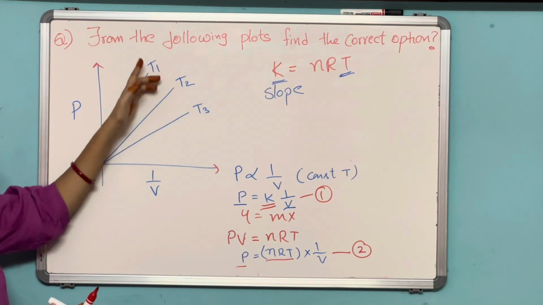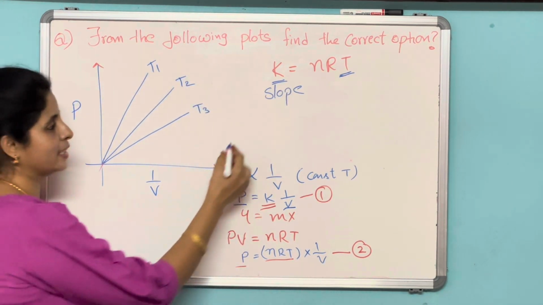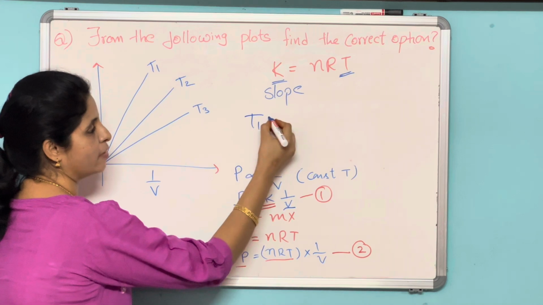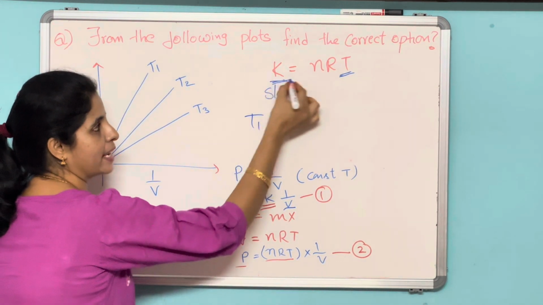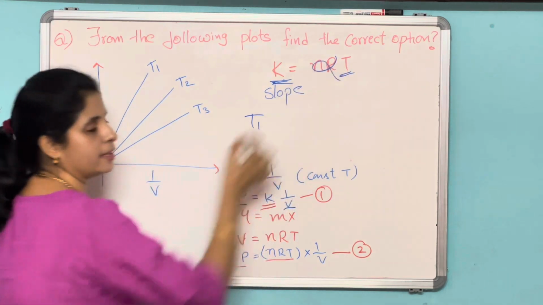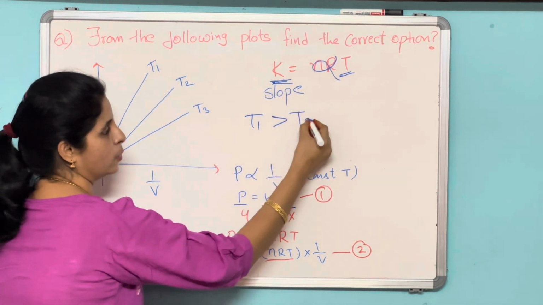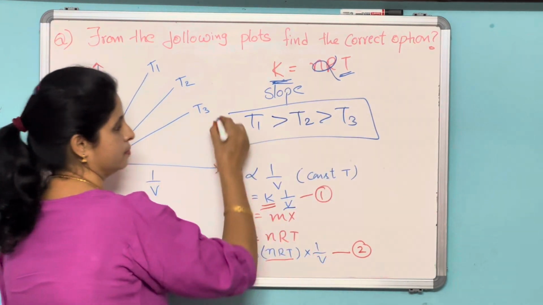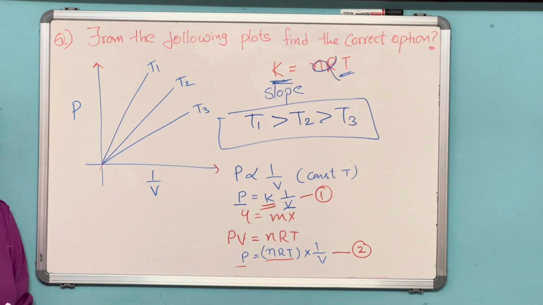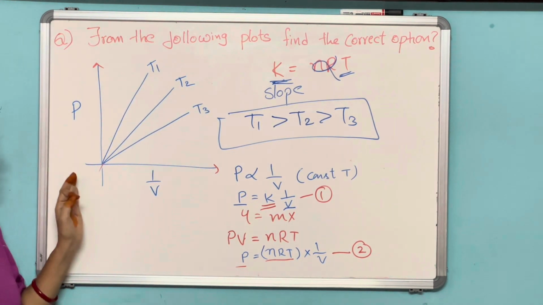So what is the relationship between T1, T2 and T3? T1, which has the greater slope, has the greater value of T, because K is directly proportional to T. So T1 is greater than T2, which is greater than T3. I think option A. Okay, so I'll revise once.